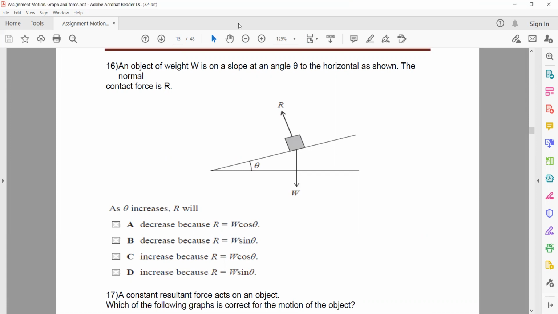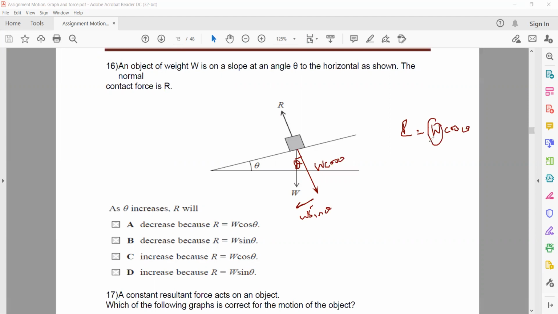When we use components, the angle of the inclined surface is the same as the angle with the plane for the weight. So the component of the weight along the angle is W cos theta, and against the angle it will be W sin theta. So basically R is equal to W cos theta.